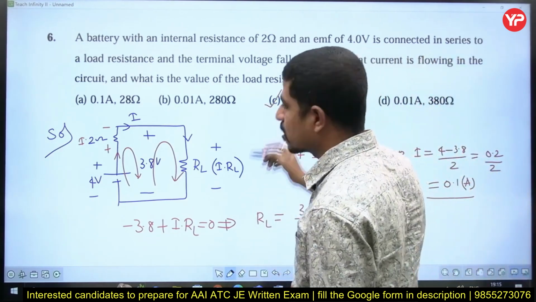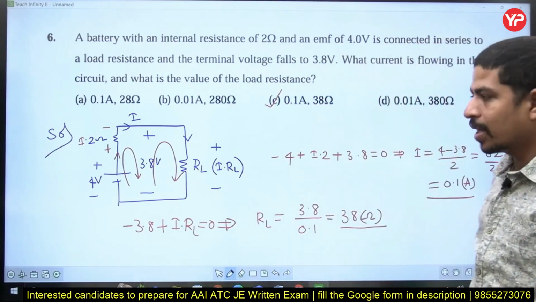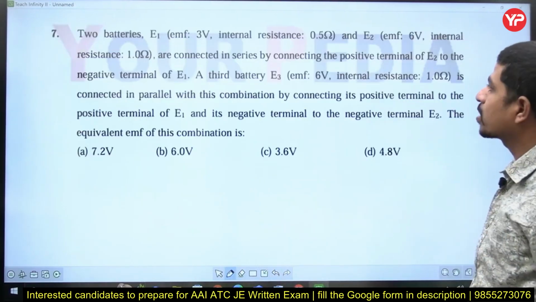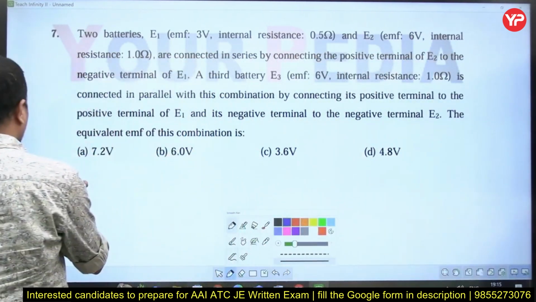Yes, option is C. C for Chennai. Option is C. Yes, 0.1 ampere and 38 ohms. Let's go to the next question. This question looks big, but the solution is the same as that of the previous.